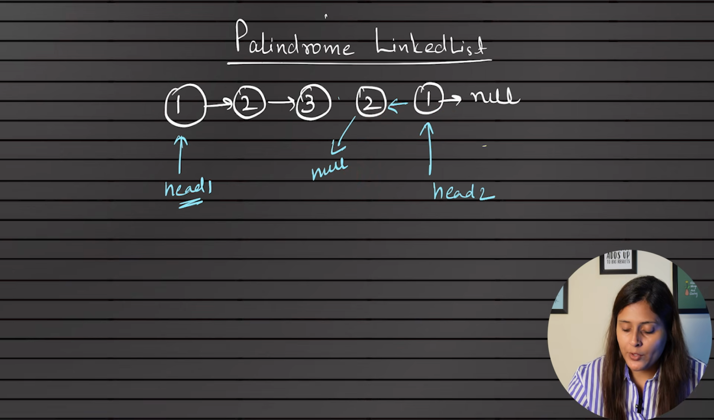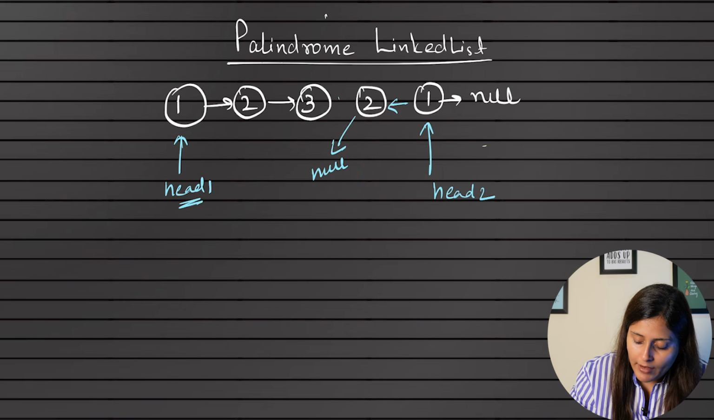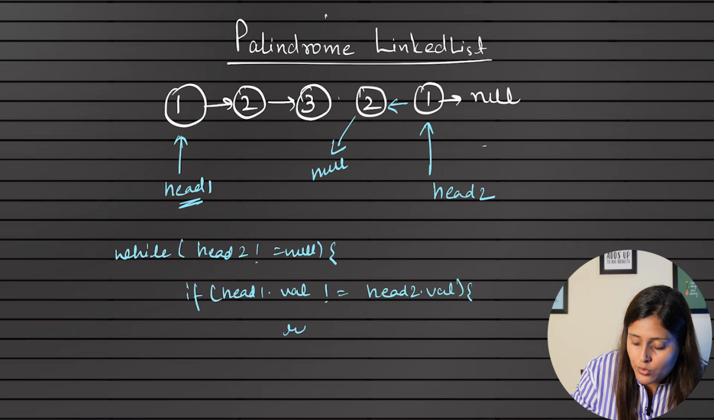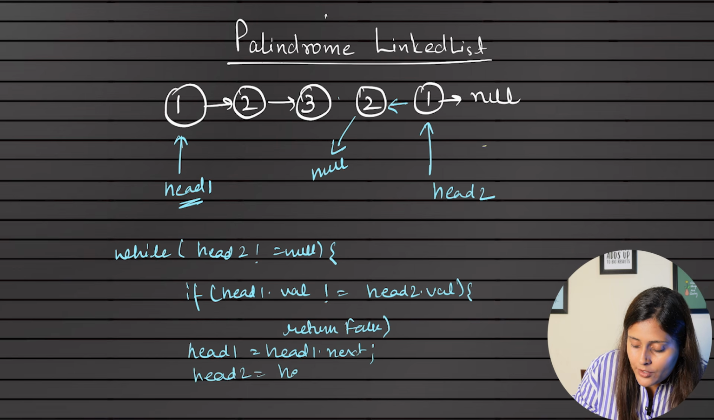Okay. So now we'll start the condition that while my head 2 does not become null, we have to check if our head 1 dot value is not equal to head 2 dot value, then we can say this is not a palindrome, so return false, done. Or else we will keep moving our head 1 ahead by head 1 dot next, similarly head 2 ahead by head 2 dot next, and that's it.